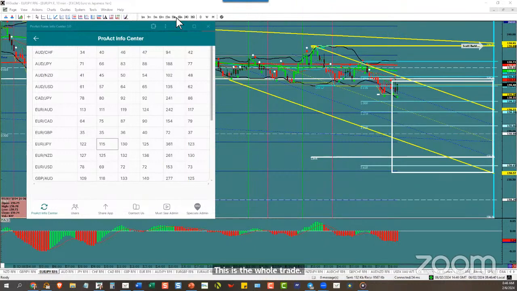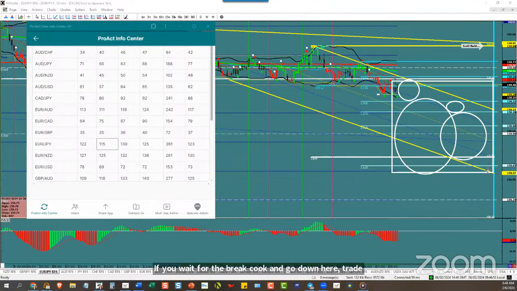So if you take it on the pullback up here, trade one is here. Trade two is here, right there. If you wait for the break hook and go down here, trade one is here and trade two is here, right? So taking it off the top up here is a more aggressive trade, but you're going to be rewarded with an extra 30 pips for taking on that risk. You don't want to take on that risk.